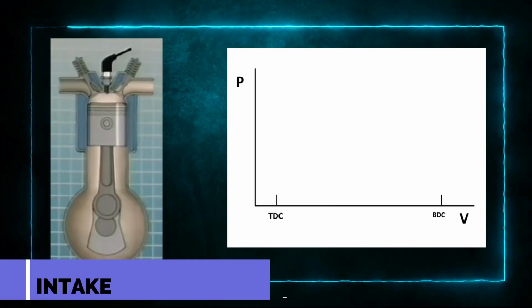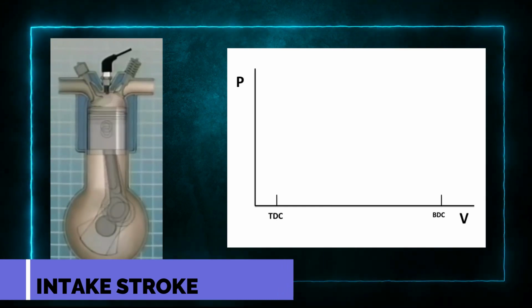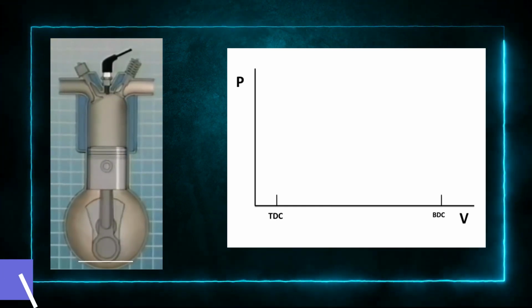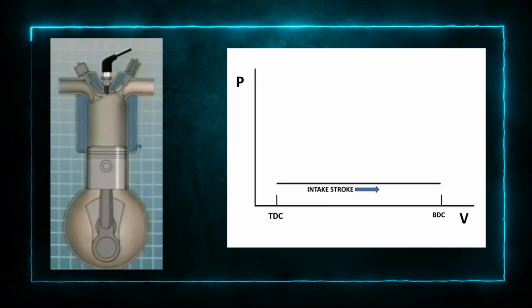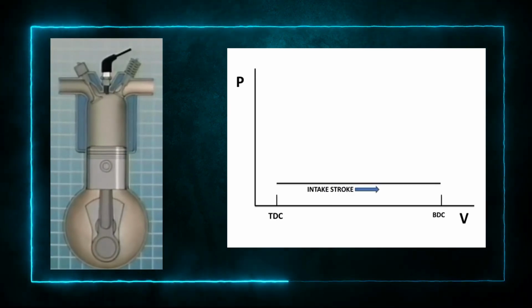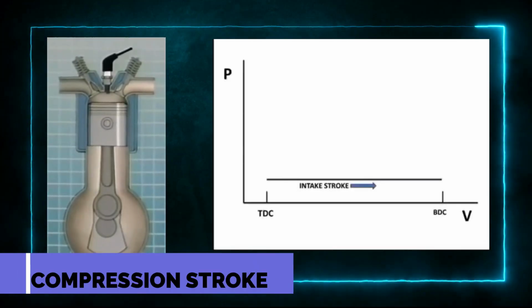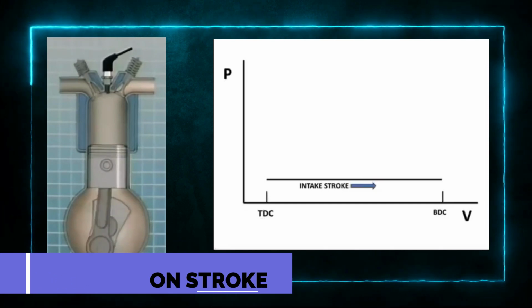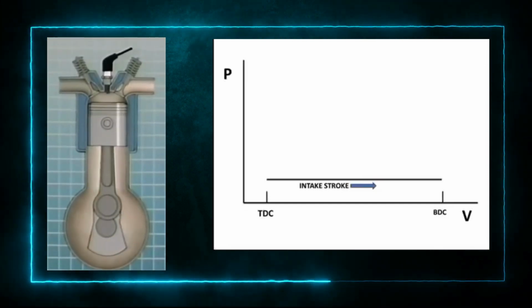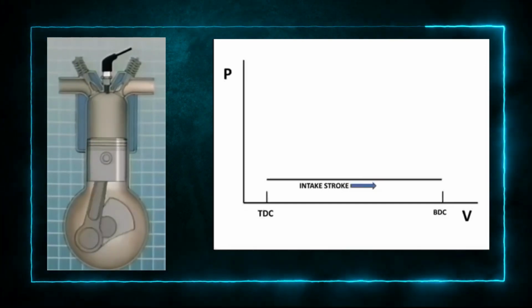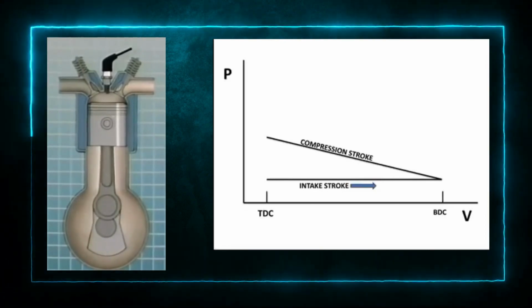In the first stroke, which is the intake stroke, the air enters the cylinder and the piston moves downward, so the volume increases. In the second stroke, the piston travels upward and the air is compressed; since it is compression, volume decreases and pressure increases.